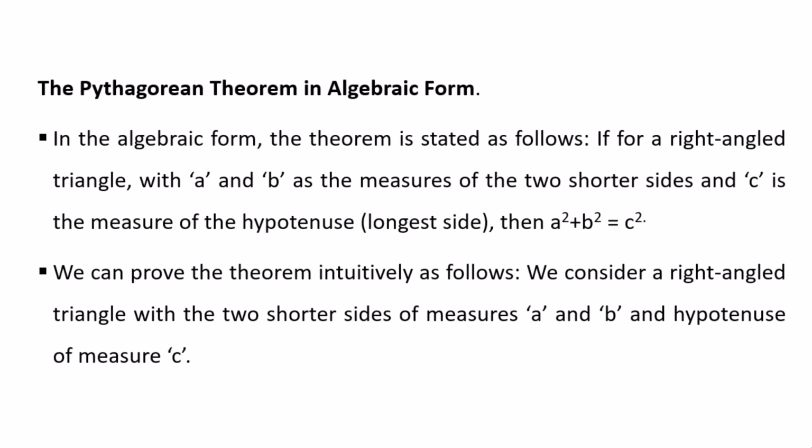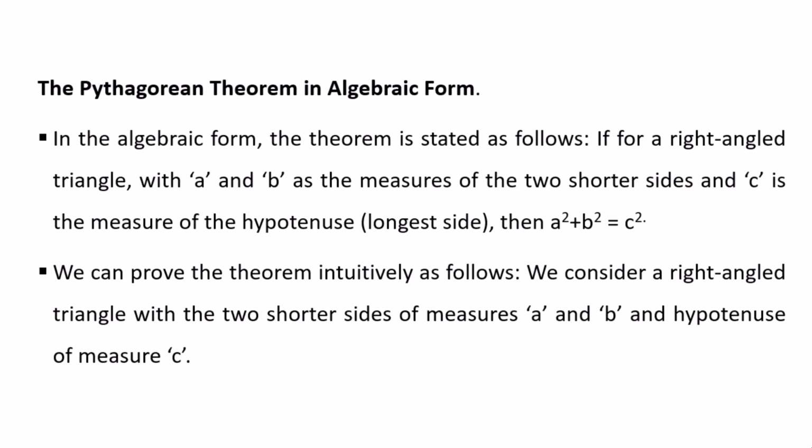The Pythagorean theorem in algebraic form. So we want to write this in algebraic form. In the algebraic form, the theorem states as follows. For a right angle triangle with a and b as the measures of the two shorter sides, and c the measure of the hypotenuse, that's the longer side, then a squared plus b squared is equal to c squared. We can prove this theorem intuitively as follows.